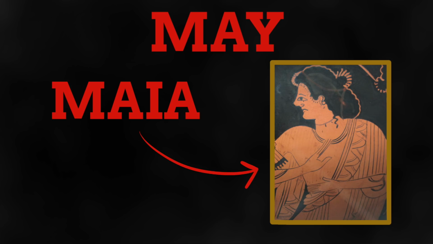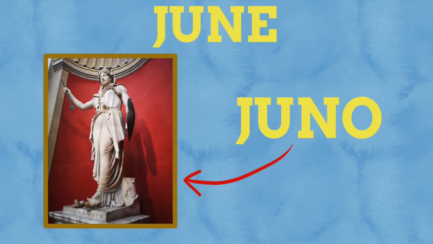May is Maya's month, with Maya yet again being another goddess of Roman mythology, believed to be the goddess of spring, which once again makes sense as May is a spring month. And June is named after Juno, the wife of Jupiter and the goddess of marriage and childbirth.